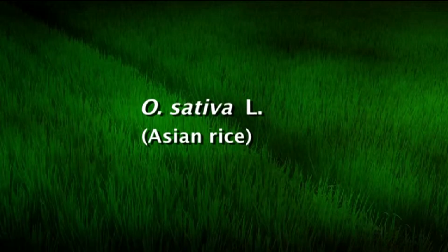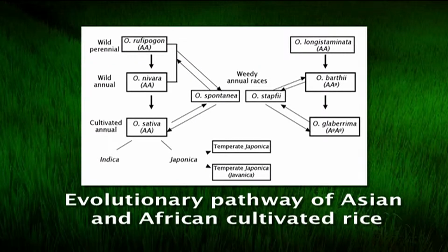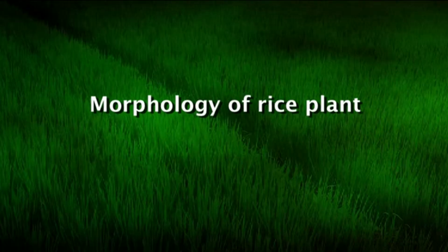Two cultivated species of rice include Oryza sativa and Oryza glaberrima. Oryza sativa is cultivated throughout the warmer regions of the world, whereas the cultivation of Oryza glaberrima is confined to tropical Africa. Oryza sativa has evolved from its wild perennial relative Oryza rufipogon, while Oryza glaberrima has evolved from Oryza longistaminata. Now, I will discuss the morphology of rice plant.